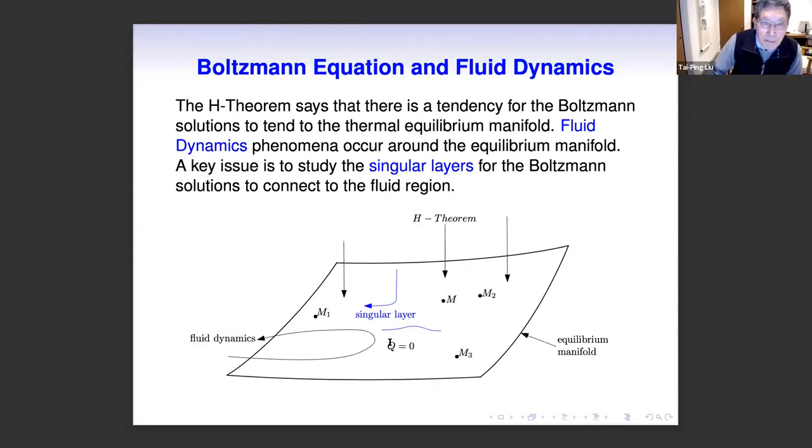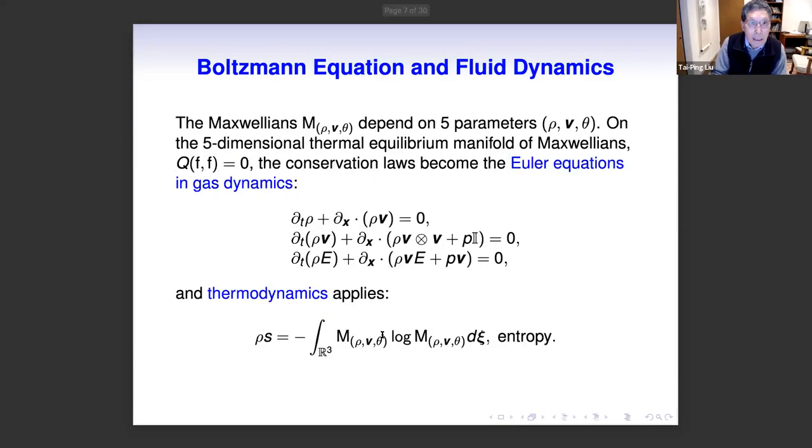Now, the H theorem tells us that the real action eventually is around the equilibrium manifold. And this, in fact, is the place where fluid dynamics phenomena occur. So let's go backward here. If all the distribution functions were really on that manifold, which hardly happens, but suppose we assume that, then the conservation laws will become the Euler equations in gas dynamics.